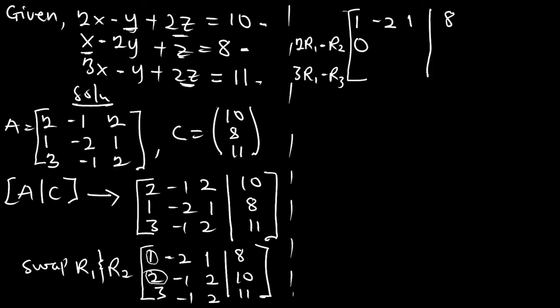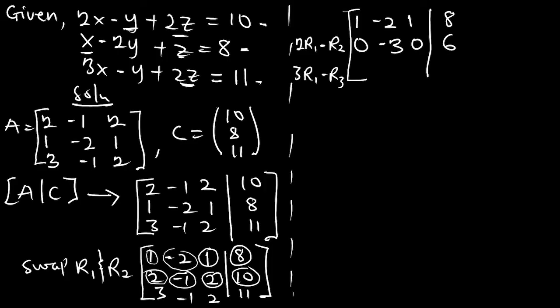2 by row 1, 2 by negative 2 minus 1, and that is going to give me negative 3. Now 2 by 1 and minus row 2, which is 2, that is also going to give me 0. 2 by 8 minus 10, and that is going to give me 6.